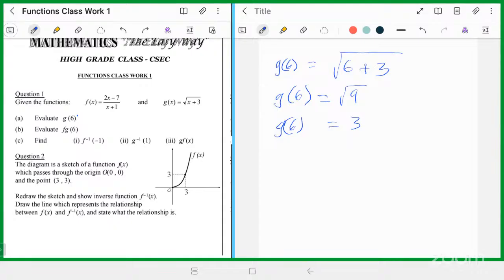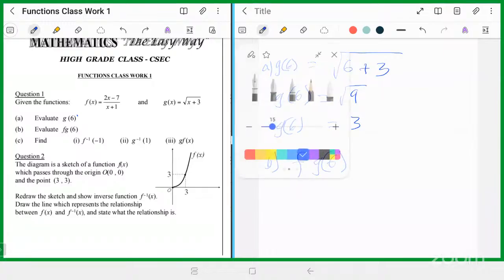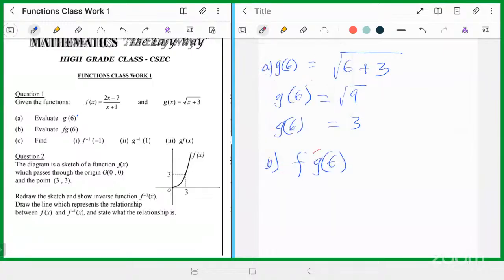That's part A. Part B is now asking us for f of g of 6. The thing to remember about a composite function like this is that you have to do this part first. You do g of 6 first. But guess what? In this question, we already know what g of 6 is from here. g of 6 is actually equal to 3. So it means that we are able to replace this g of 6 with 3.